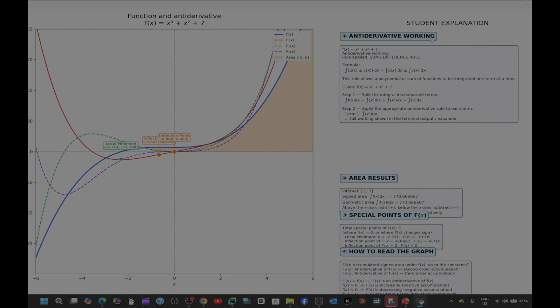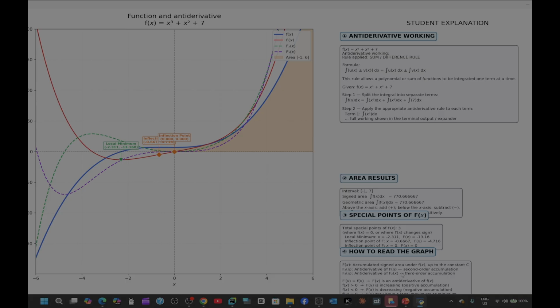You can call it the antiderivative or derivative. This is the formula showing how to work it out step by step. This is the area, highlighted here. That's what we're looking for. So the area result is given. Now notice that you have signed area and geometric area. In this case they are the same because they are positive, but sometimes you run a different one. I'll show you in the next example, then you're going to see the difference. These are the special points we learned already: the local maximum, inflection point, and so on, with all the explanation.